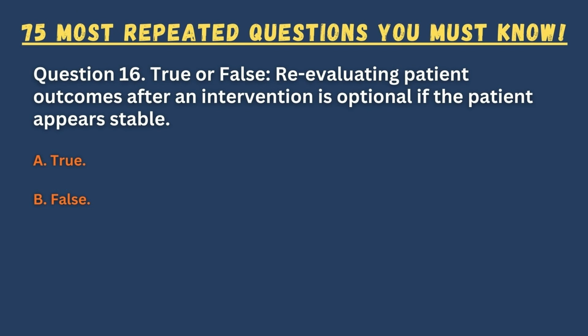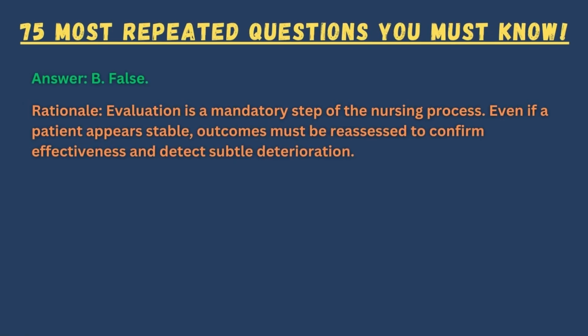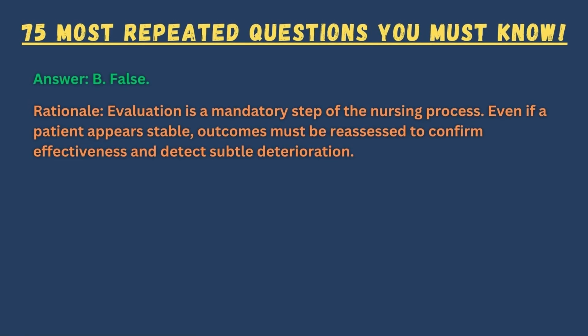Question 16. True or false? Re-evaluating patient outcomes after an intervention is optional if the patient appears stable. A. True. B. False. Answer: B. False. Rationale: evaluation is a mandatory step of the nursing process. Even if a patient appears stable, outcomes must be reassessed to confirm effectiveness and detect subtle deterioration.